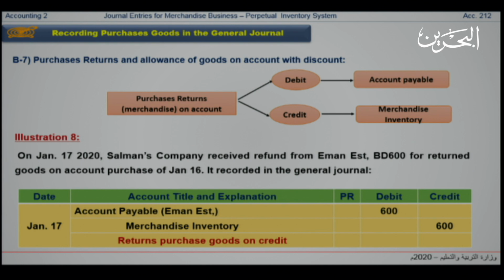Shifting to the purchase return and allowance of goods on account with discount. In our example, Salman Company received a refund from Iman with an amount of 600. How can I write this refund? The refund was on account. If I received the refund, my liability will decrease with an amount of 600, and it will affect the debit side because the liability is decreased. Also, my merchandise inventory will decrease and it will affect the credit side with an amount of 600.